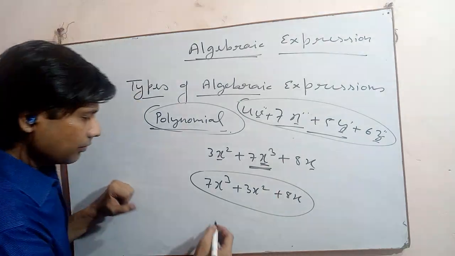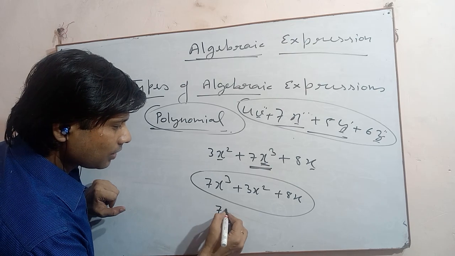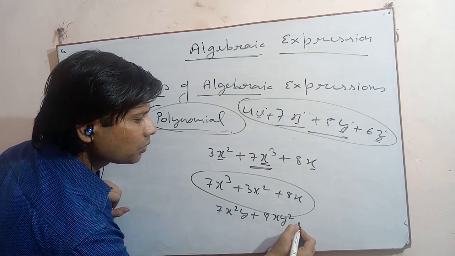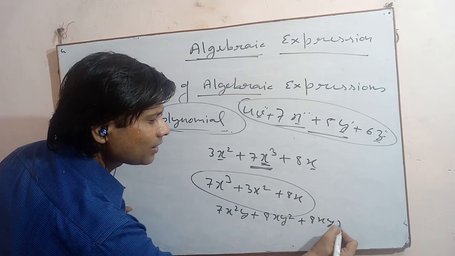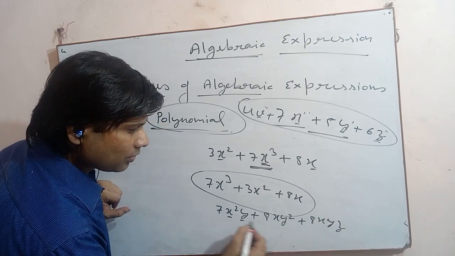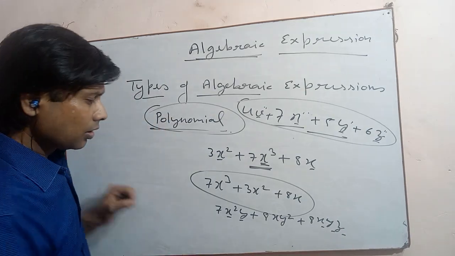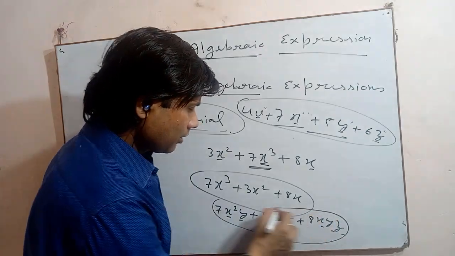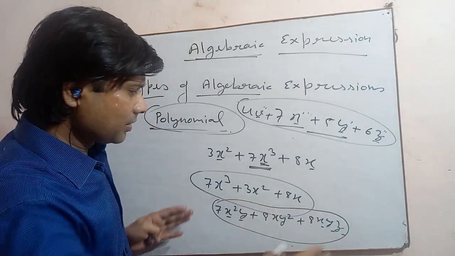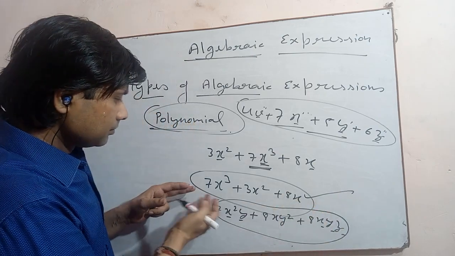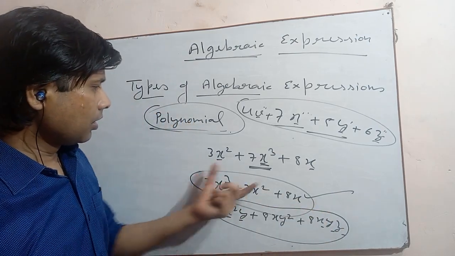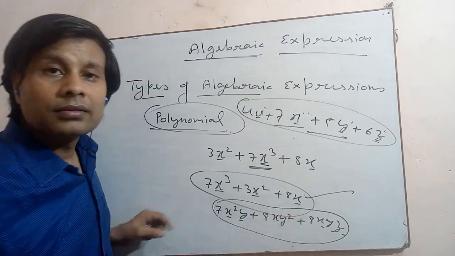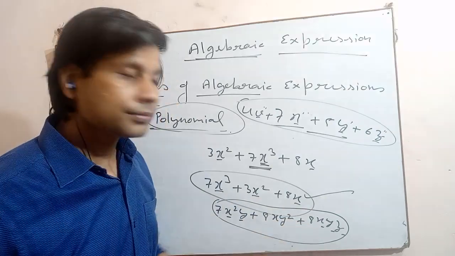And suppose one polynomial is written this way, 7x square y plus 8xy to the power 2 plus 8xyz. See, the variables are used, maximum 3 variables. So there is no scope to write in standard form. So here no need to write, whatever is written, leave it as it is. But in the previous case, I have a chance to write in standard form. Why? Because the variable is only one, that is x.